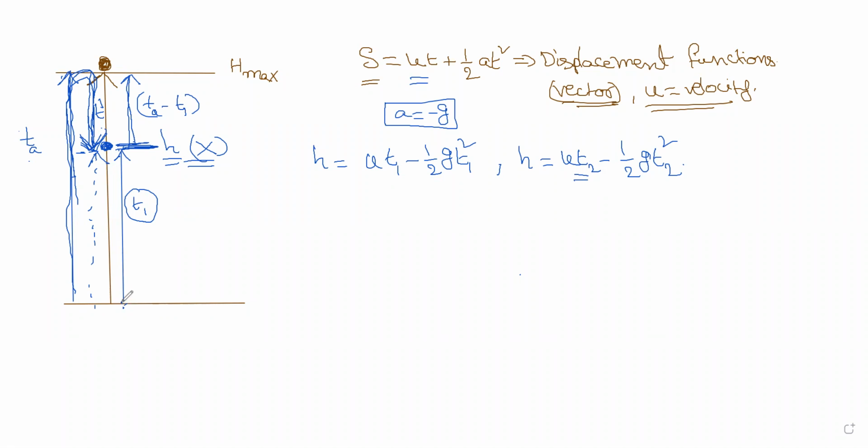Displacement is what? The shortest distance between the initial and final point. Initial and final point are the same, that is h only, right? We should not calculate distance, we should calculate displacement. Displacement is the shortest distance between the 2 points. Is this clear? So that is h again. The same h is equal to ut2 minus half g t2 square. That is the vector mode of calculation.